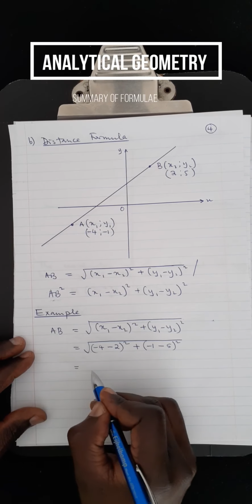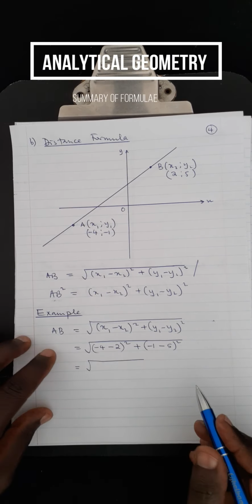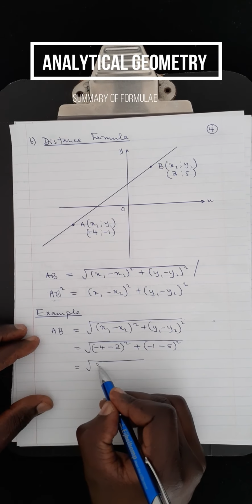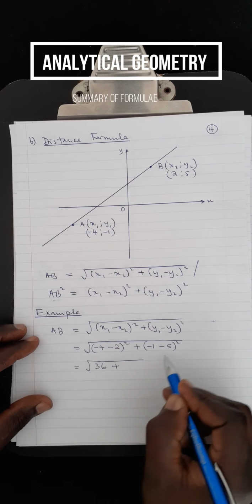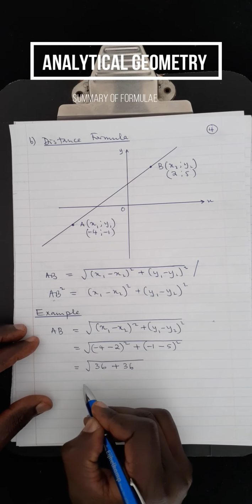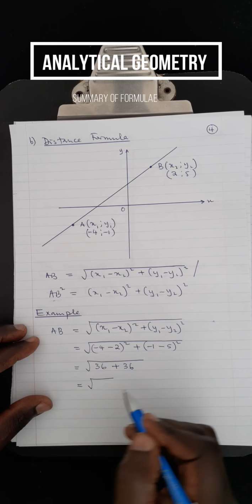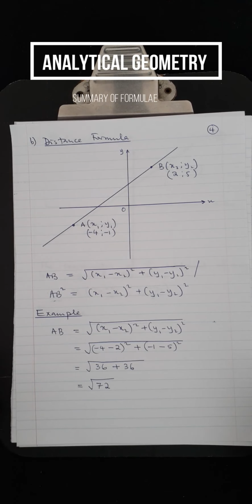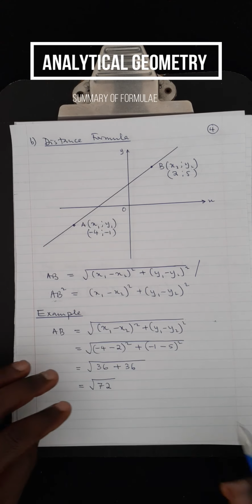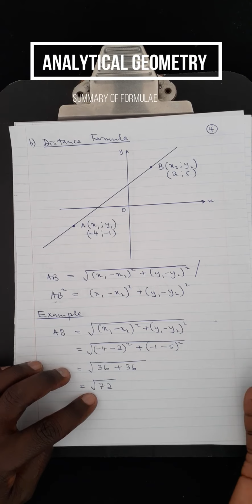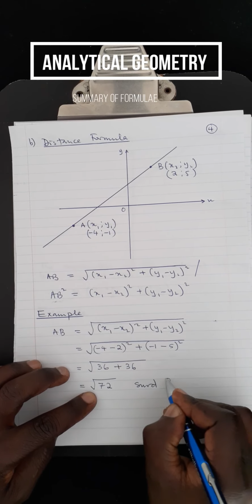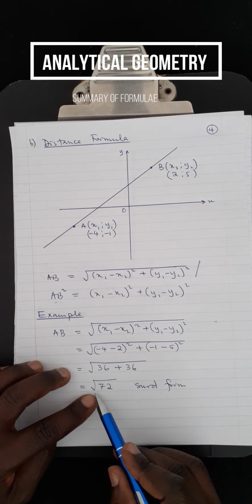Now when we simplify this, -4 minus 2, that is a -6. When you square it, that gives us a 36, and this as well gives us a 36. So in the end, we are going to get the square root of 36 plus 36, which is the square root of 72. Sometimes the question may specifically state that you must leave your answer in surd form. So this is a surd form. In surd form, which means you leave your answer with a square root.